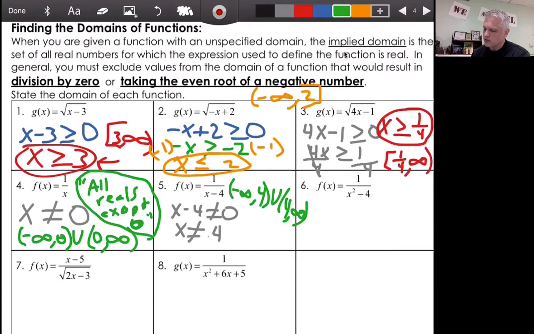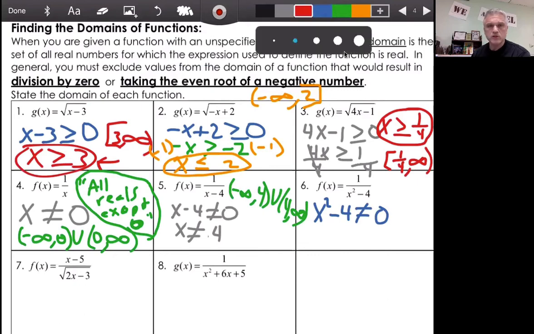Look at question number 6. Question number 6, again, there's no square root, so we don't have to worry about the whole, it's got to be greater than or equal to 0. But there is a denominator. So we have to make sure that the denominator does not equal 0. Okay, so let's solve for x. A couple ways you could do it. You could do this with factoring. You could say this is x plus 2 times x minus 2, if you recognize that x squared and 4 are perfect squares and there's a minus in between them. So the difference of 2 perfect squares, you can do a plus b times a minus b.